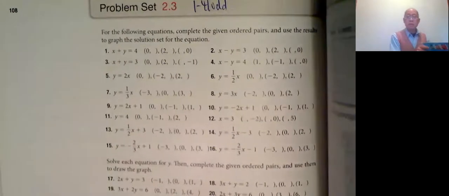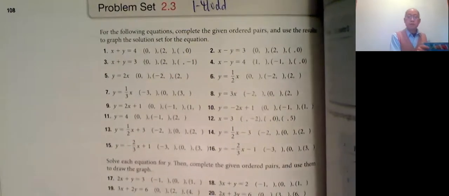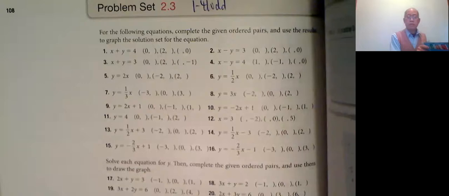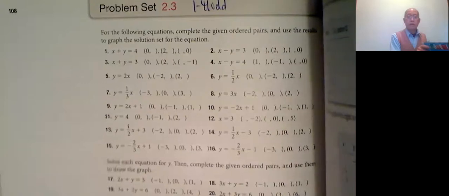Okay. So we are graphing now. We're doing a lot of the stuff we did last time. So if you look at some of the problems here, you're filling in the ordered pairs. They give you an X, figure out the Y, or vice versa, and then we'll connect the dots and use that to graph the line.